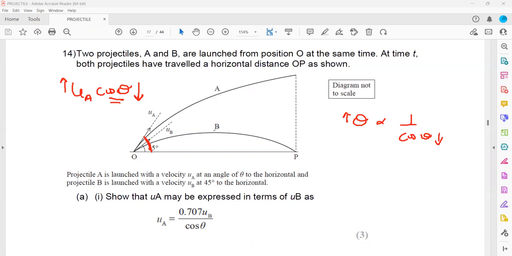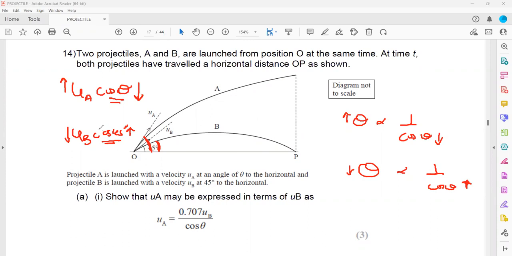But for UB, what happened? It is cosine 45. UB has a smaller angle, as you can see. If the angle is small, the value of cosine theta is large, because cos 0 is maximum. So this cos 45 will be large, a big value. As a result, UB should be small, because we want their product to be constant.